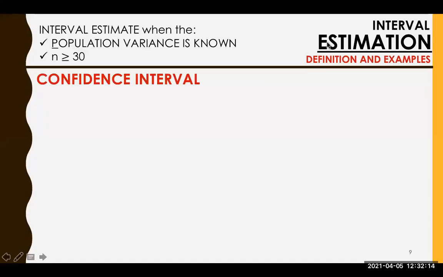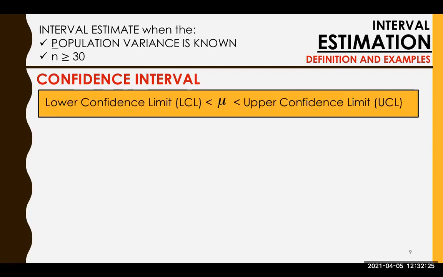So let's continue. The confidence interval of the population mean, which is denoted by mu, when the population standard deviation sigma is known, is: the true value of the population mean must be greater than the lower confidence limit, but less than the upper confidence limit. So we simply need to know the values of the lower confidence limit and the upper confidence limit so that we can create a confidence interval.